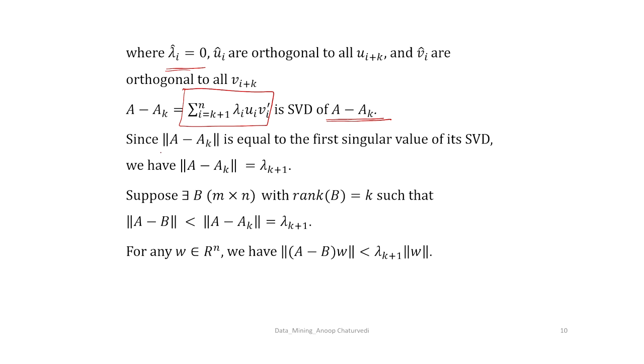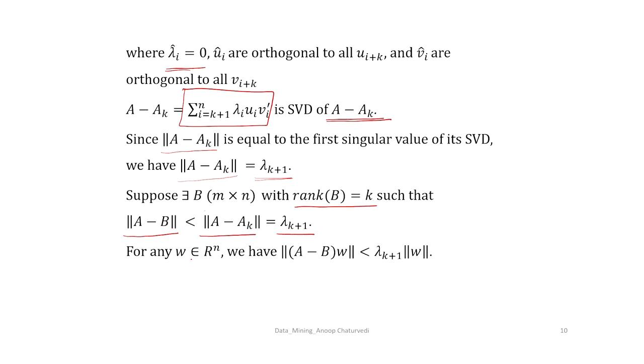Then norm of A minus A_k is equal to the first singular value of its SVD. We have norm of A minus A_k equal to, now the first singular value is for i equal to k plus 1, you get lambda_{k+1}. Now, suppose there exists a matrix B which is of order m cross n with rank of B equal to k, such that B provides a better rank k approximation for A, in the sense that norm of A minus B is less than norm of A minus A_k, which is equal to lambda_{k+1}.